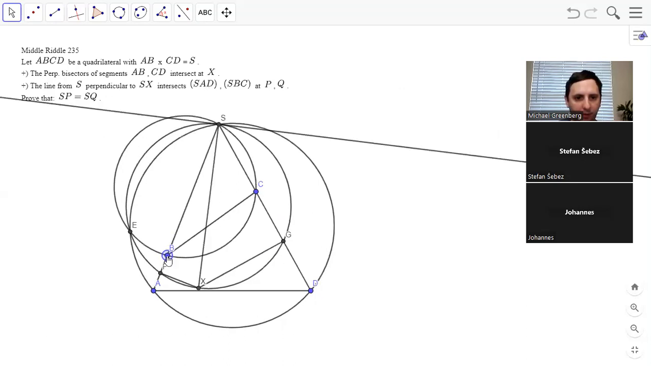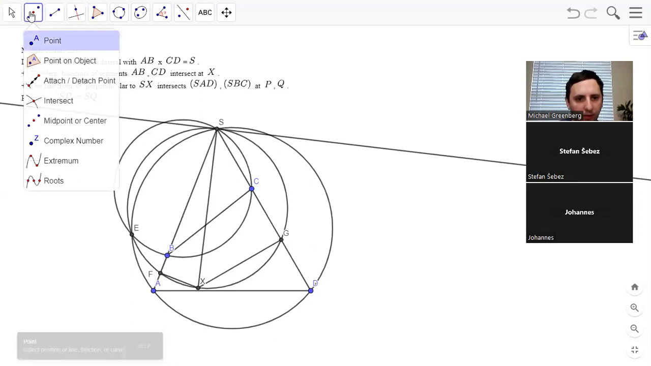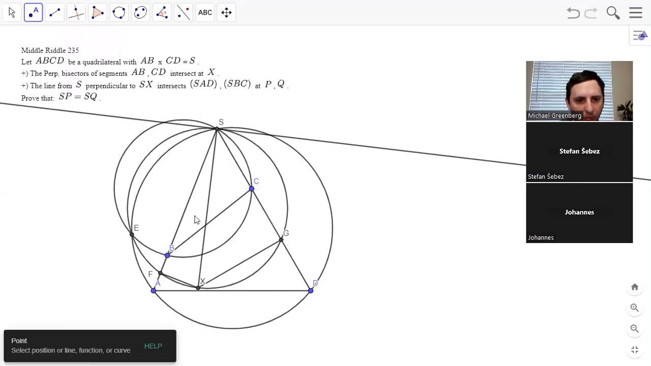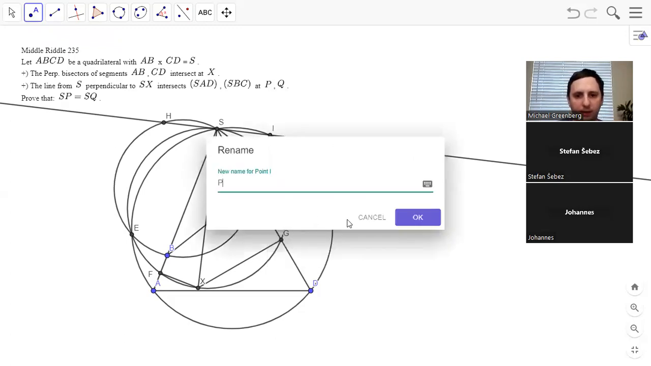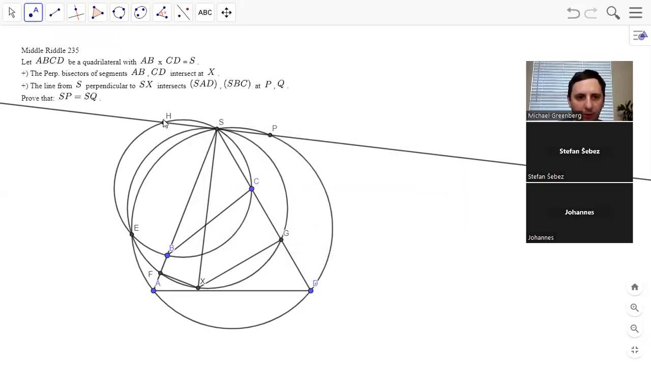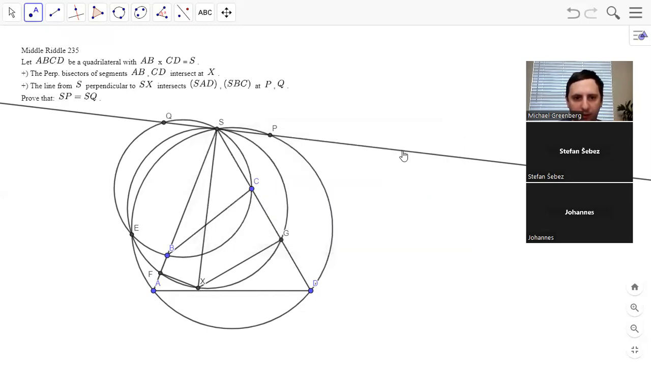So if AB is short and CD is longer, I feel like it makes a better picture. So maybe it intersects the circles at P and Q. Let's see. So this is P and that's Q, or maybe the other way. So P, this is Q. And we want to show SP equals SQ.